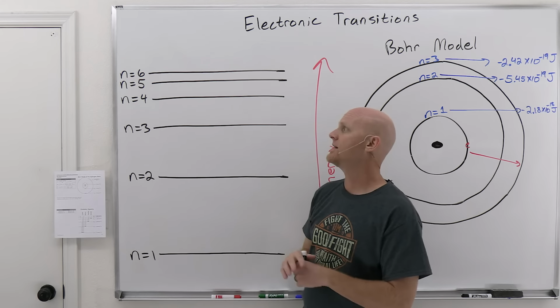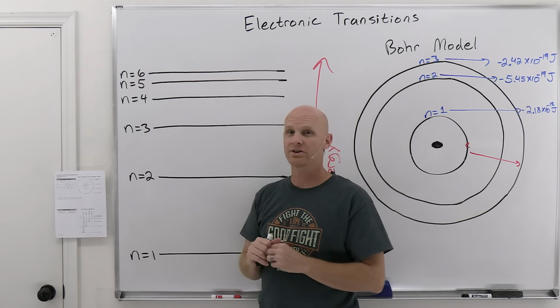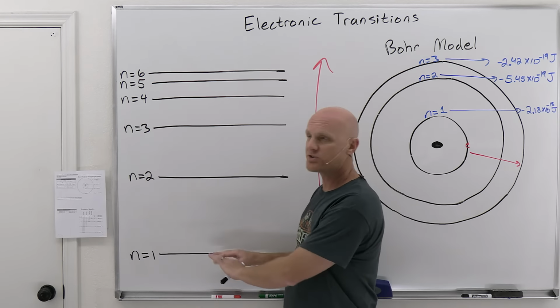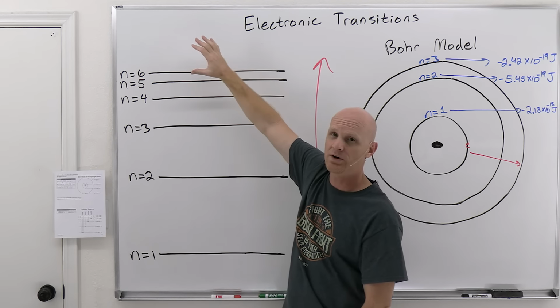Now, it turns out if we take a sample of a gas and apply a voltage to it, we zap it with electricity, so to speak, what happens is you end up causing all the lower energy electrons to jump up to higher shells, higher n values, higher orbits, if you will.